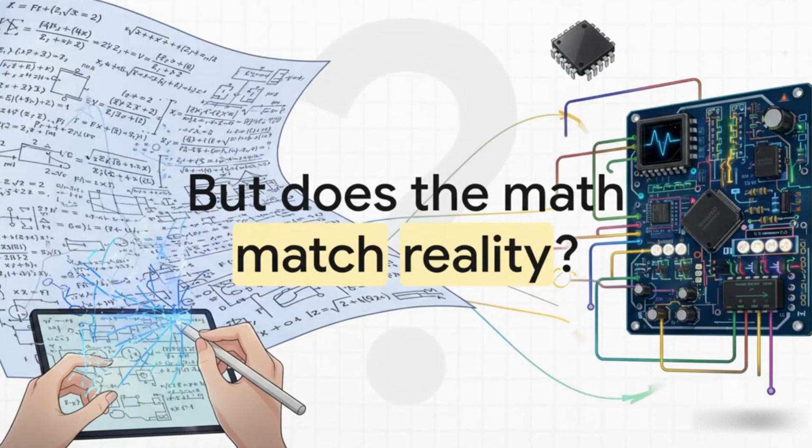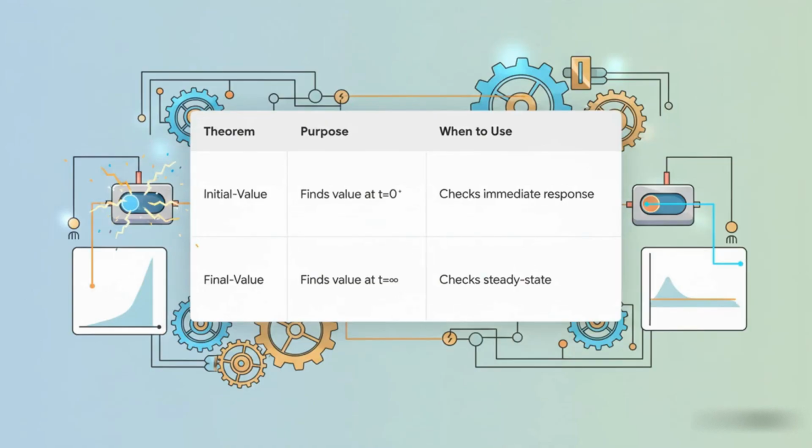But hang on. A solution on a piece of paper is one thing. As an engineer, you always have to ask the big question. Does this math actually match reality? You know? Does this answer make any physical sense in a real live circuit? Thankfully, we're not just guessing. We have two really powerful theorems that act like a reality check.